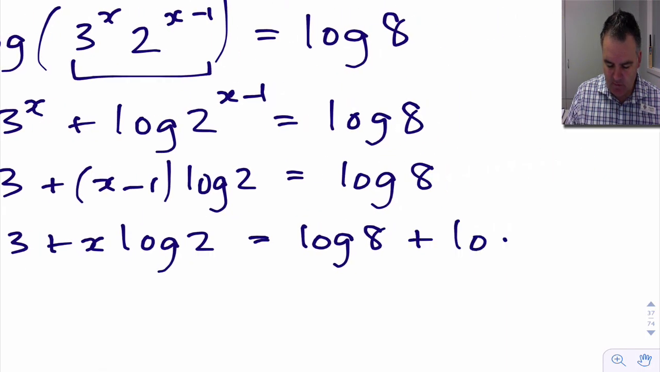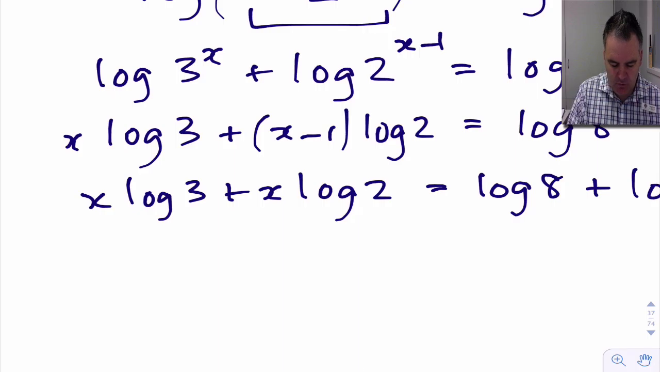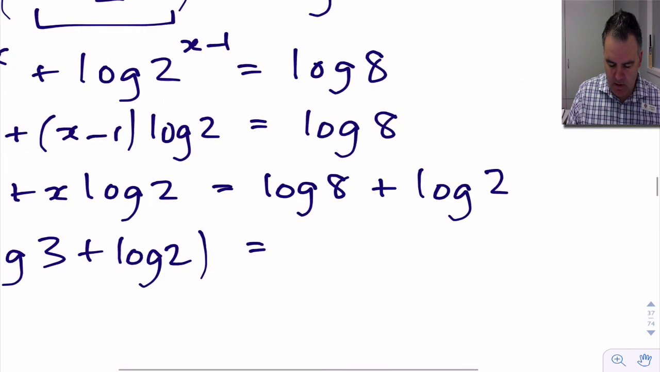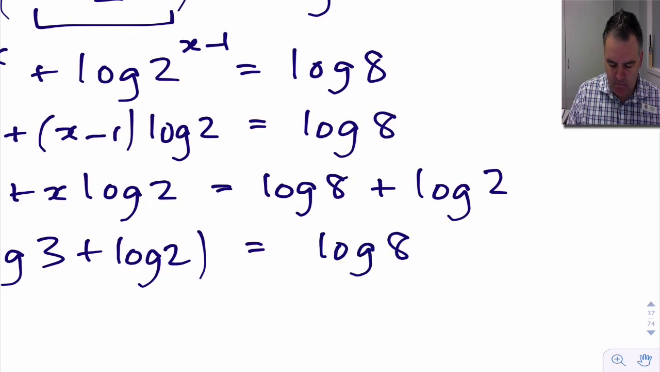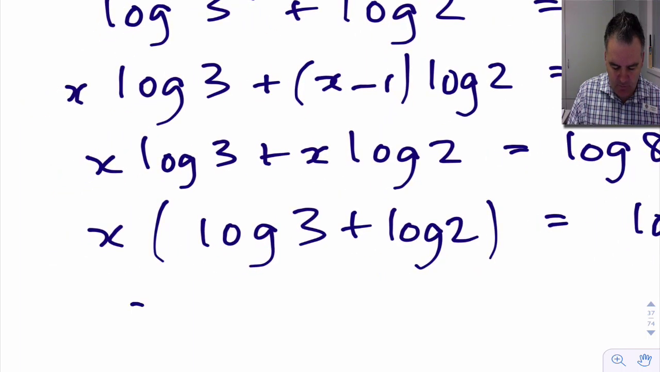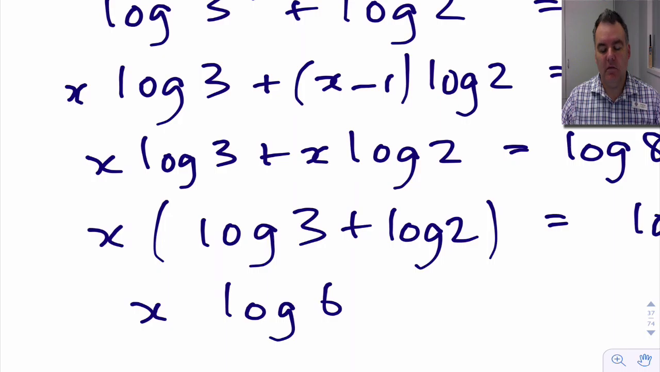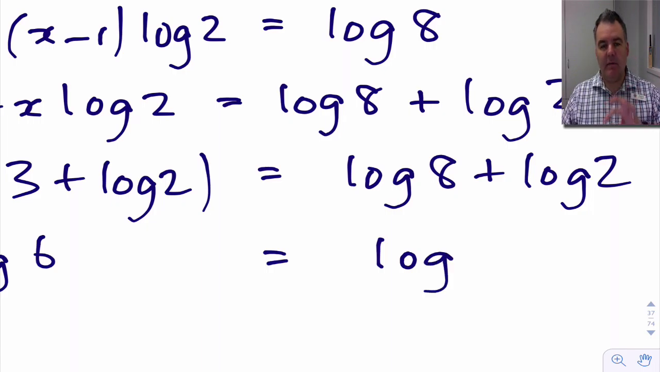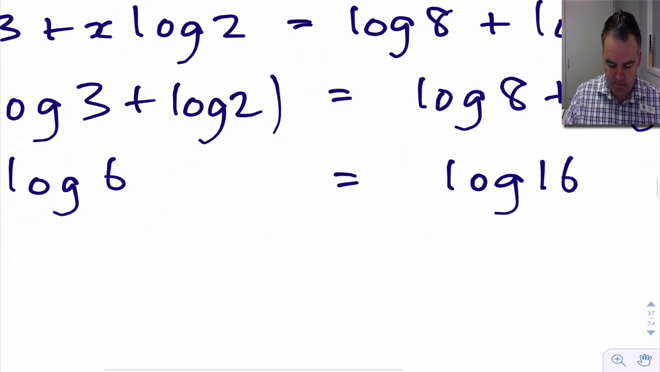Log 8 plus log 2. Cool. So I've got x(log 3 plus log 2) equals log 8 plus log 2. And you could start doing some simplifying now. Log 3 plus log 2 is actually log of 6. Log A plus log B is log AB, and log 8 plus log 2 is the same, so we know this is log 16, right?